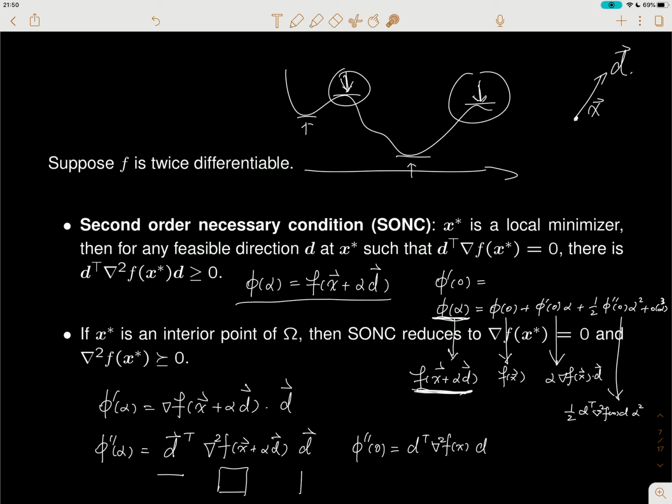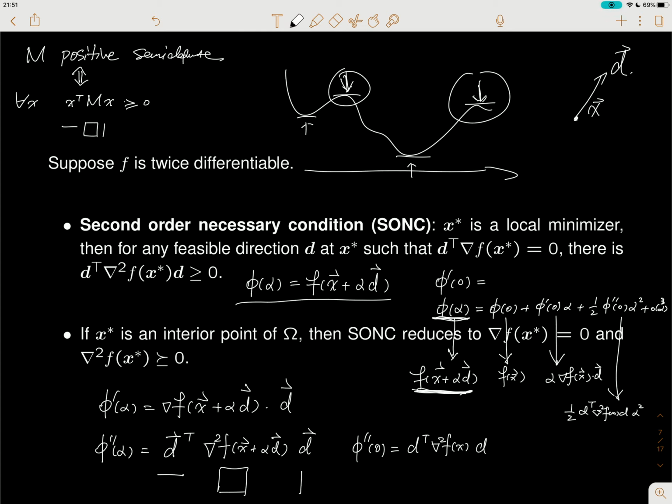Remember the definition for a matrix to be positive semi-definite. I have a matrix M that is positive semi-definite. That means for any x, x transpose M x is greater than or equal to 0. When I write a vector, we also assume it's a column vector. So in this case, you have a row vector, a square matrix, and a column vector. If this is always greater than or equal to 0 for any x, then we call M positive semi-definite.